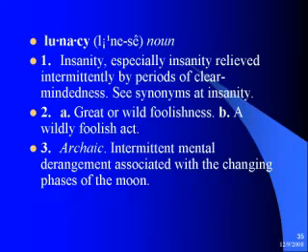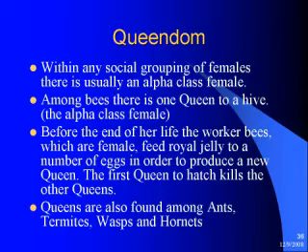Queendom. Within any social grouping of females, there is usually the alpha class female. And the alpha class female is usually considered the queen, because queendom is in nature, and it's also in culture. But one thing that does not cross the line from culture to nature is the kingdom. There is no king bee, there is no king ant, there is no king termite. Among bees, there is one queen to a hive. That is the alpha female. Before the end of her life, the worker bees, which are female, feed royal jelly to a number of eggs in order to produce a new queen. The first queen to hatch kills the other queens. Queens are also found among ants, termites, wasps, and hornets.